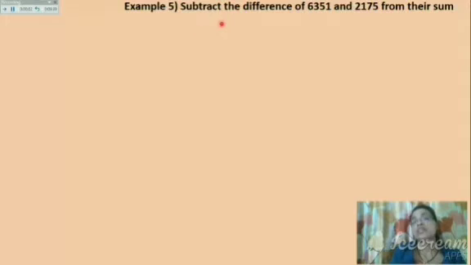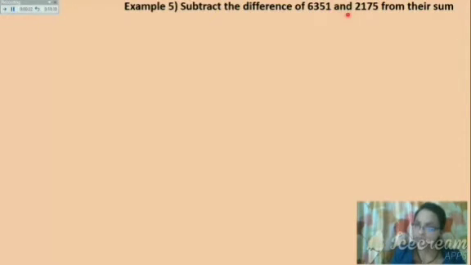Example 5 now. Subtract the difference of 6351 and 2175 from their sum. Here they have not given the direct answer. You have to understand the question. Subtract the difference means we have to subtract the difference of these two numbers from their sum, which means we require to add these two numbers and find the difference of these two numbers first.